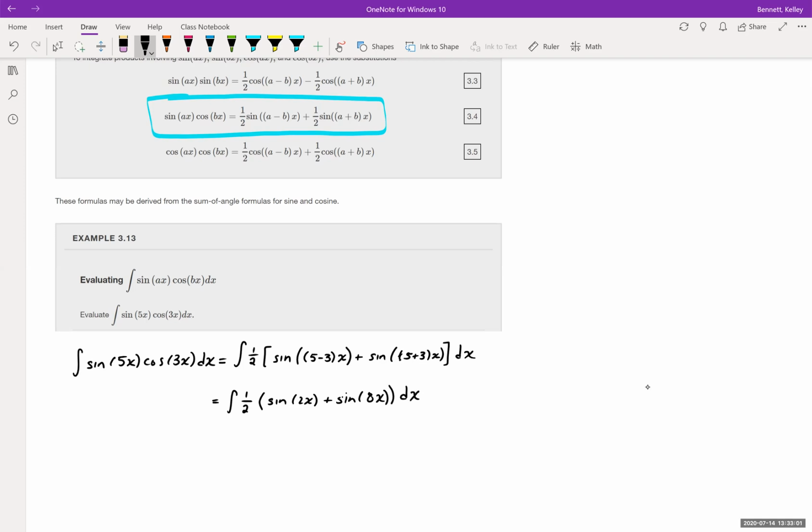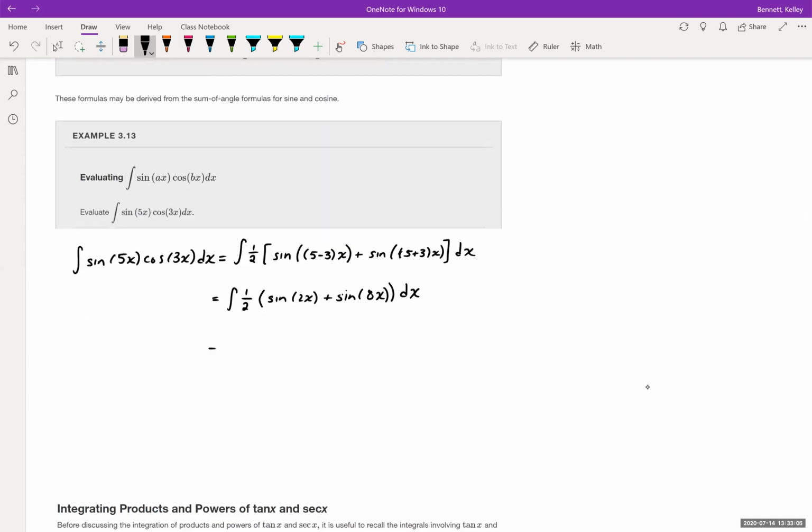And then from here, I just have a really straightforward integration. So negative 1/2 cosine of 2x minus 1/8 cosine of 8x plus your integration constant. So that's kind of sine and cosine in a nutshell.